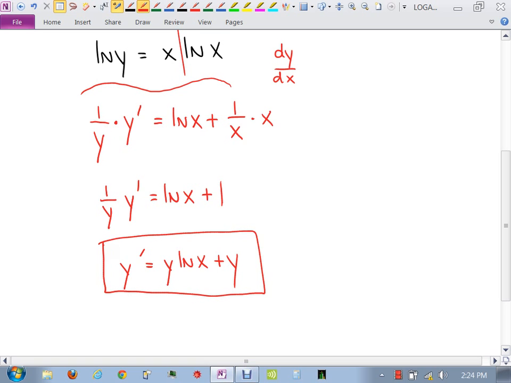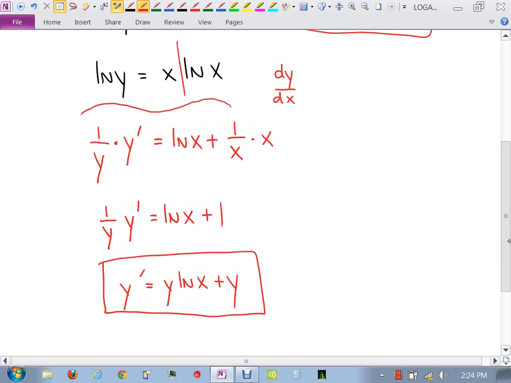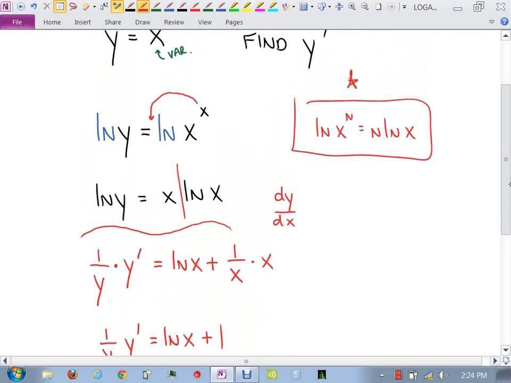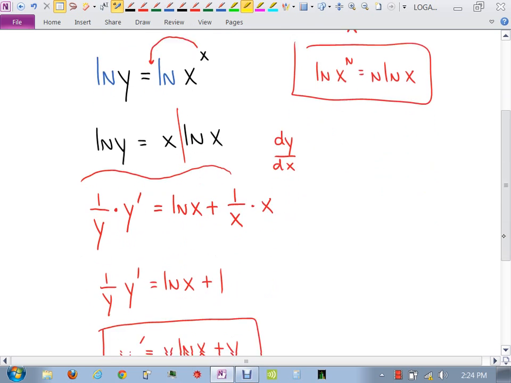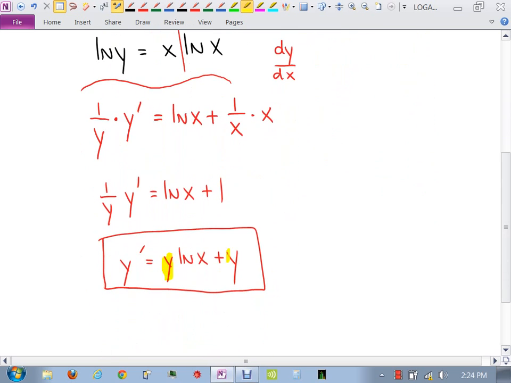Now that is correct, but didn't we have earlier in the problem an equation that told us what y was? Remember this equation up here? It said y was equal to x to the x. So what I can do is replace these y's with what it's supposed to be in the problem. So it should be x to the x natural log x plus x to the x.